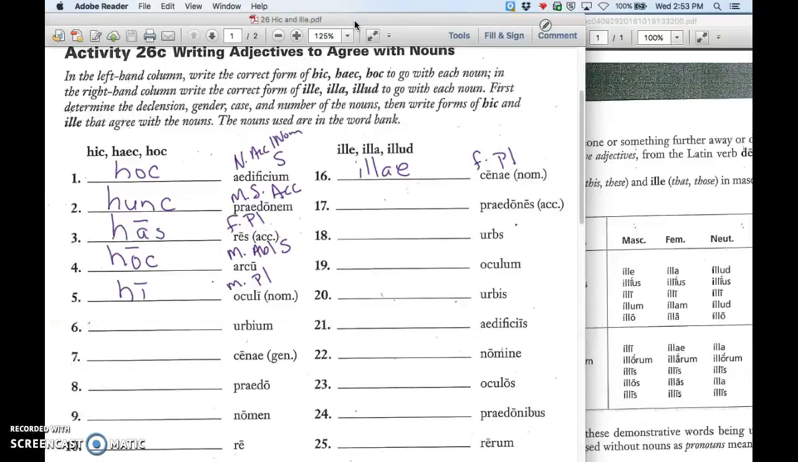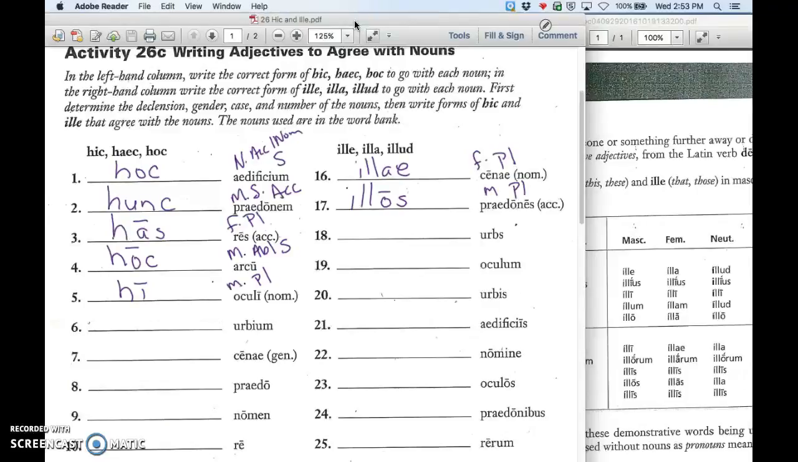Praedones, again, a third declension word, and they want the accusative here. So we know that it's plural and that it's masculine, so we need the accusative masculine form. So if we count down 1, 2, 3, 4 to the accusative spot in the masculine, we can see illos. Notice these are different declensions, so their endings are actually different.